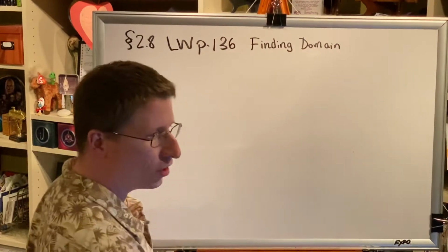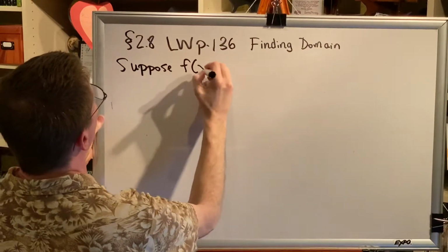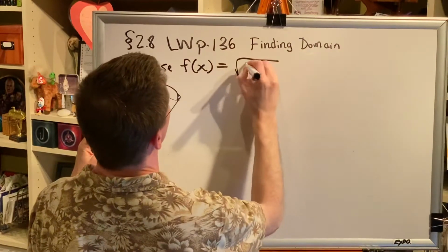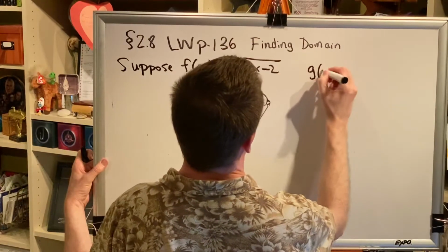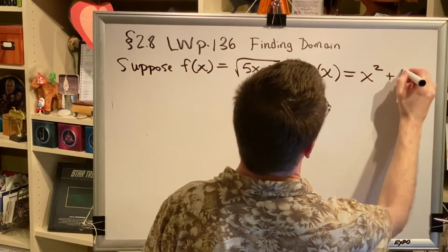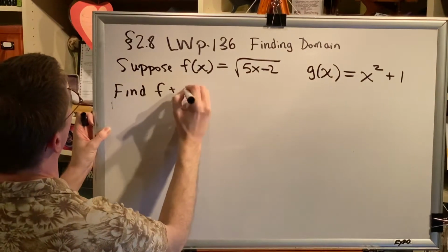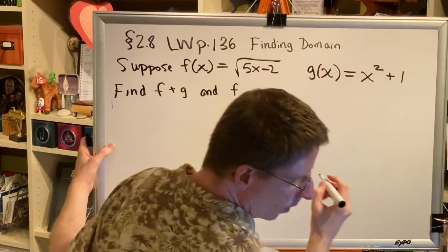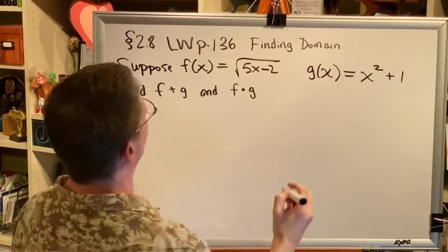Suppose that the functions f and g are defined as follows. F of x is equal to the principal square root of the difference 5x minus 2. G of x is equal to x squared plus 1. Find f plus g and f dot g. Then give their domains using interval notation.